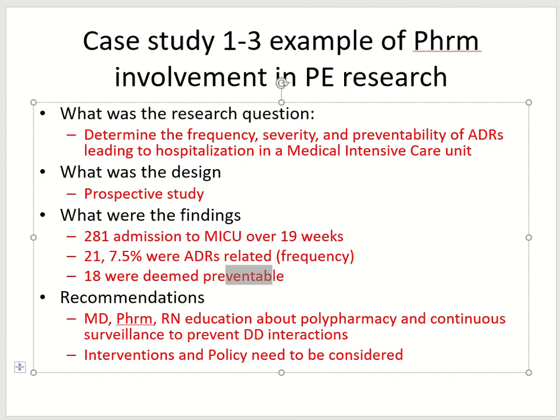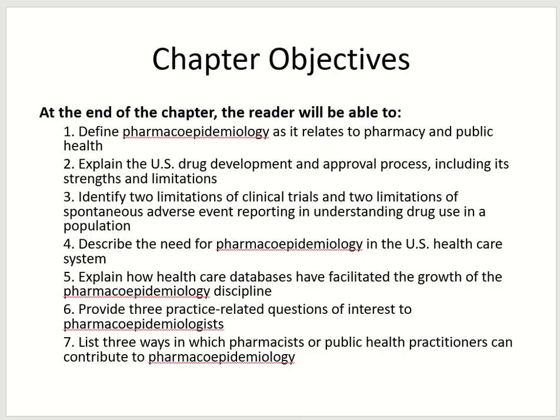And therefore, the recommendations are for doctors, pharmacists, and nurses to receive education about polypharmacy and continuous surveillance to prevent drug-drug interactions, and that intervention and policy need to be considered. We finish up with the chapter objectives. By reading the chapter objectives, you will see if we have covered everything about this chapter. Thank you for your time.